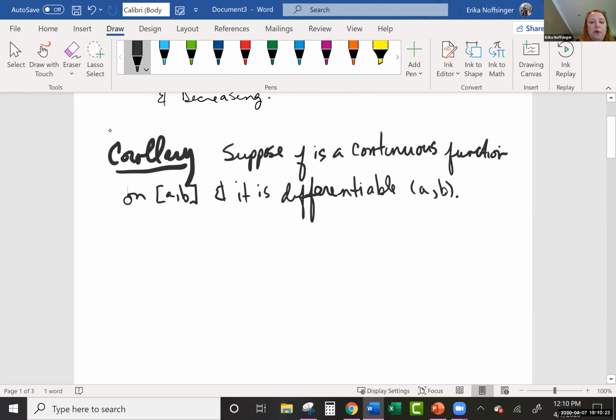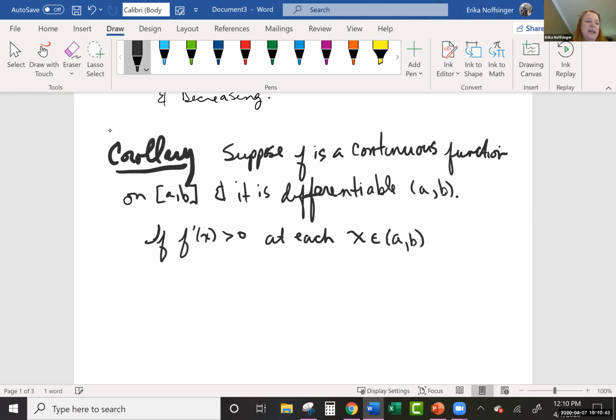So we can say the following: if f prime of x is greater than 0 at each x value contained in that interval where it was continuous on AB and differentiable, then we can say that our function f of x is increasing on AB.